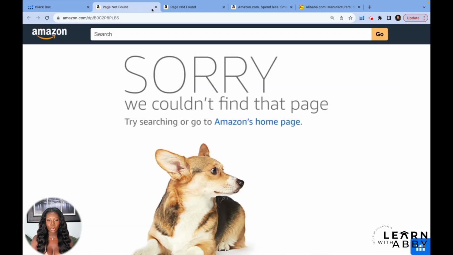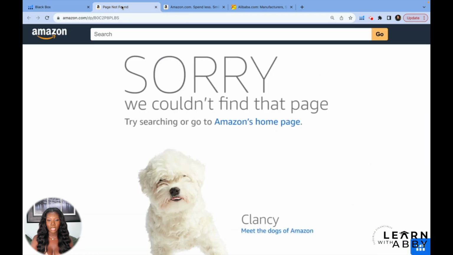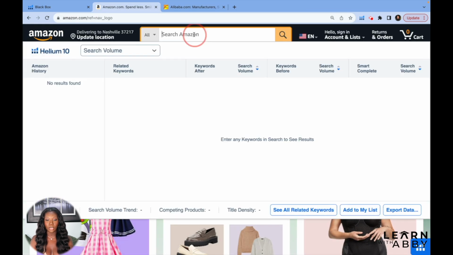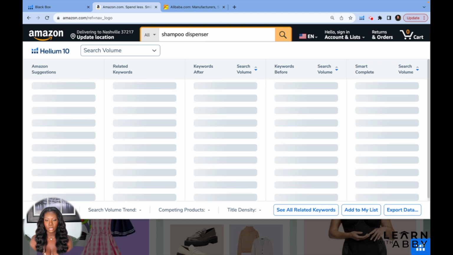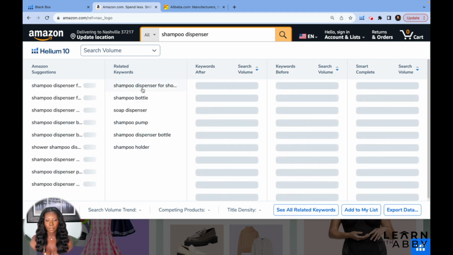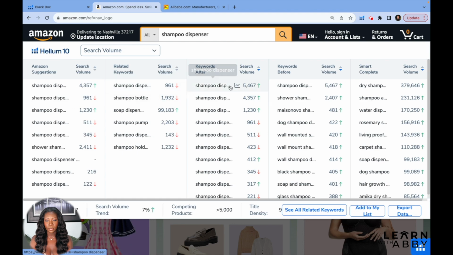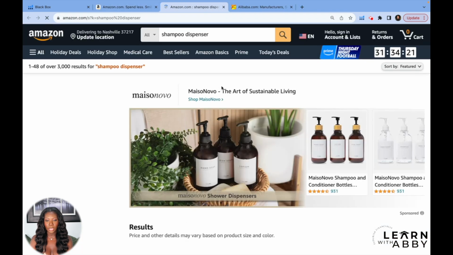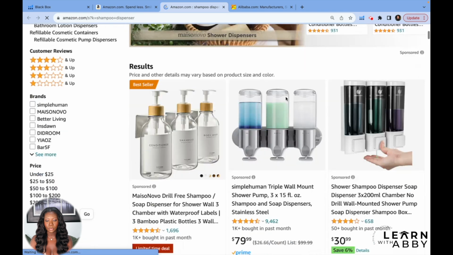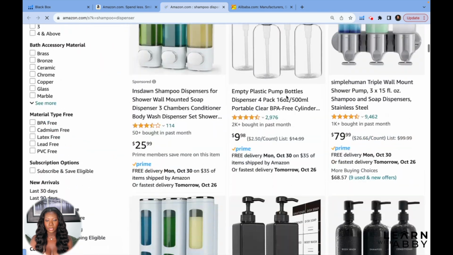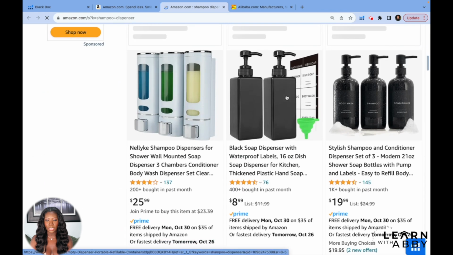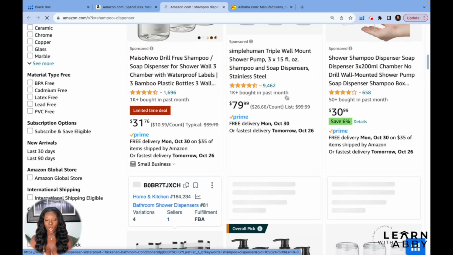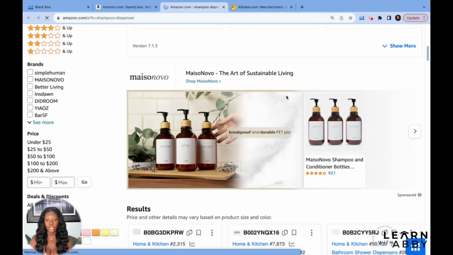Since the product is not showing up on Amazon, I'm just going to type in the keyword on Amazon: shampoo dispenser. I'm going to click on that. And it looks like the reviews are pretty high, right off the bat. But I didn't put wall mount either, I just put shampoo dispenser.